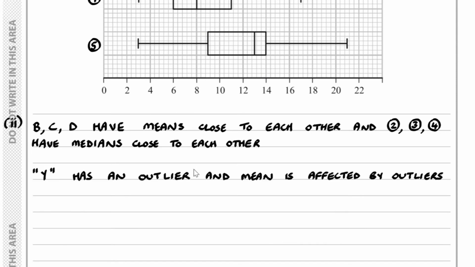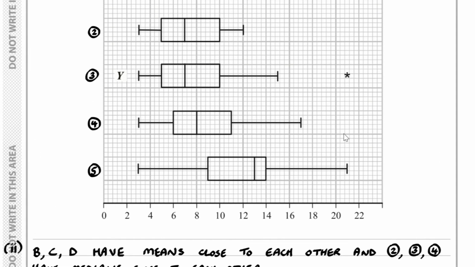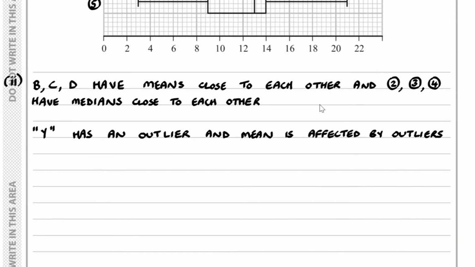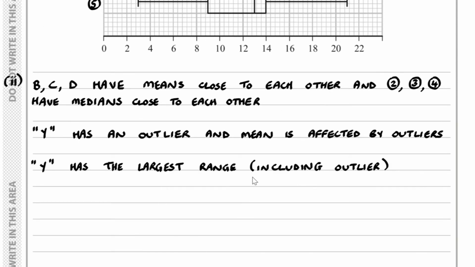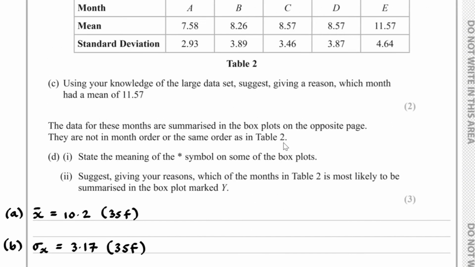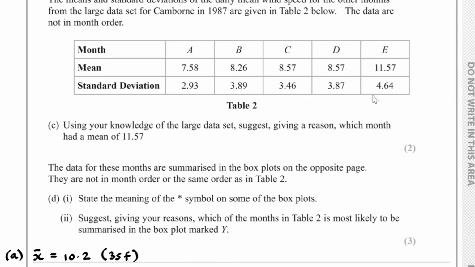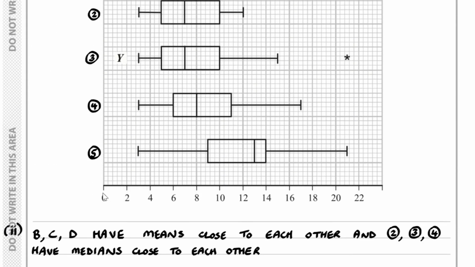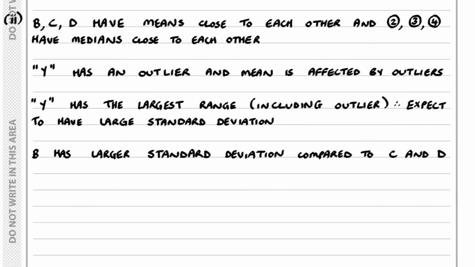Y has an outlier, and we know that the mean is affected by outliers. And if we find the range of Y, including this outlier, then we can see Y has the largest range, and so we expect it to have the largest standard deviation. If we go back to our table and look at these standard deviations, we can see B has a larger standard deviation compared to C and D, as we have written over here, and therefore Y could be month B.